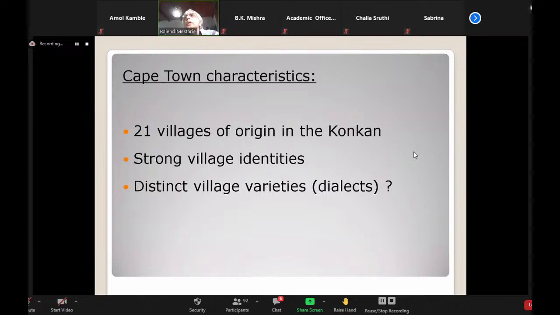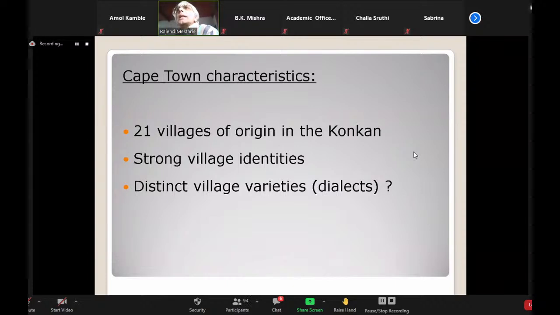This is not true of Konkanis in Cape Town. They all know their villages. We've counted up to 21 villages of origin known in Cape Town. People still have a strong village identity, and they might even have distinct village dialects that have survived in Cape Town. And that is an astonishing story, that there should be not a koine, not one common South African or Cape Town Konkani, but there are at least three dialect forms which have survived.